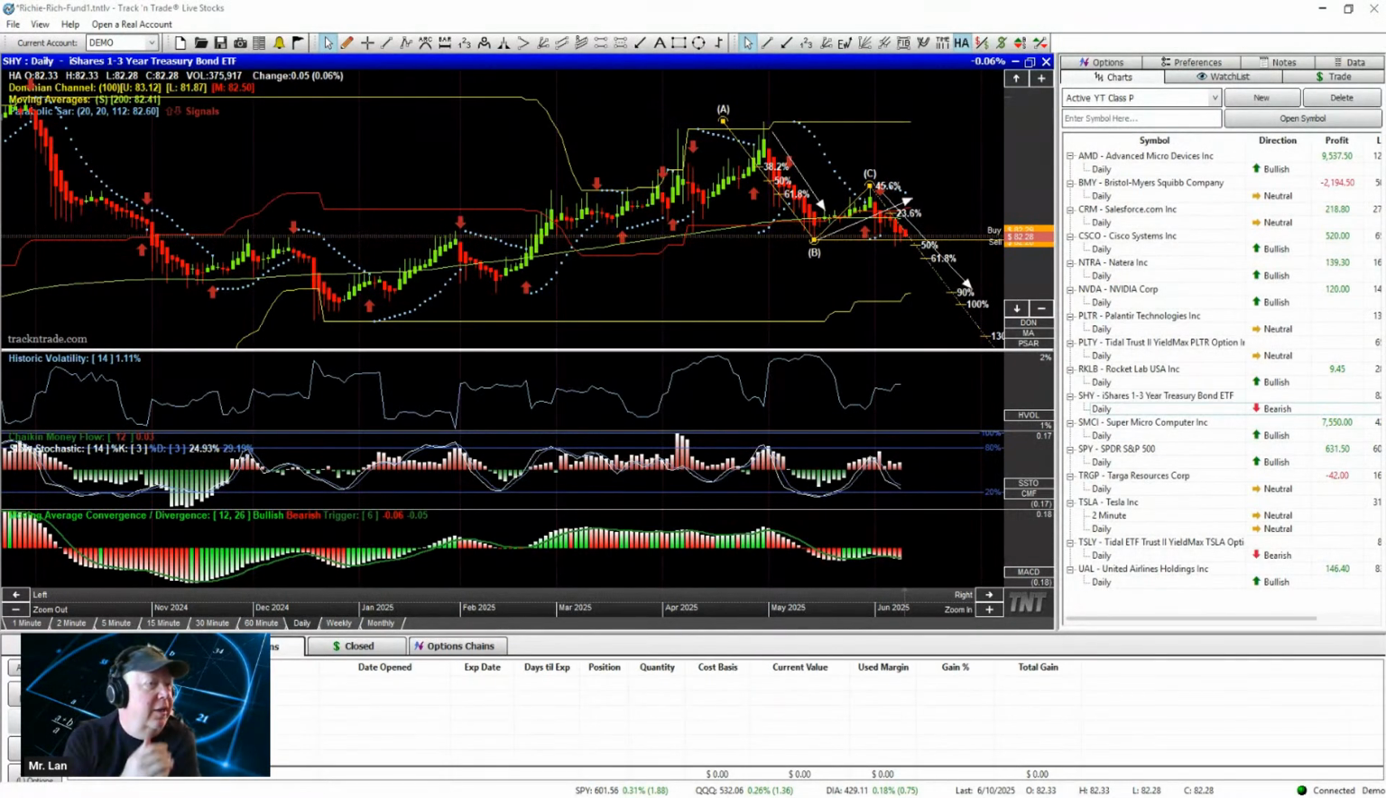There's a great article in there about SHY. Jordan Black wrote an article about SHY. If bonds are up, stocks are down. If bonds are down, stocks are up. So you want to make sure that you have that article. Go read it if you haven't.